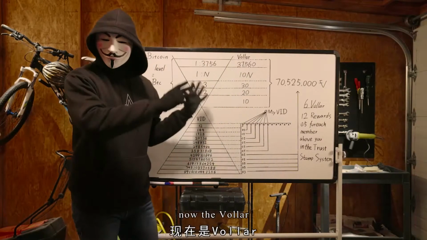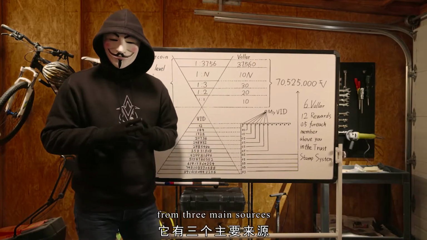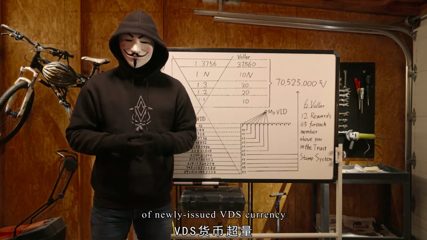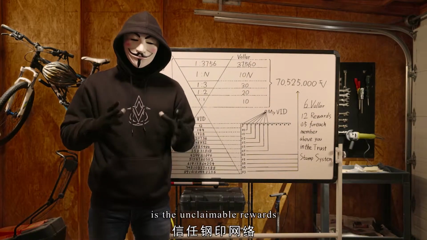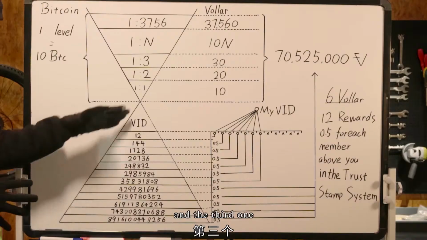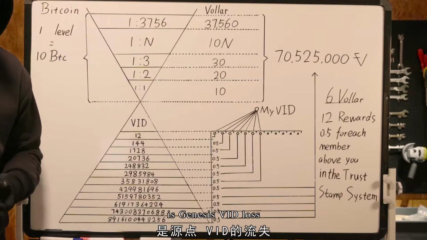Okay, now the Voller in the Resonance V pool originates from 3 main sources. The first one is through overvolume of newly issued VDS currency. The second kind is the unclaimable rewards in the trust stamp system network. And the third is Genesis VID loss.